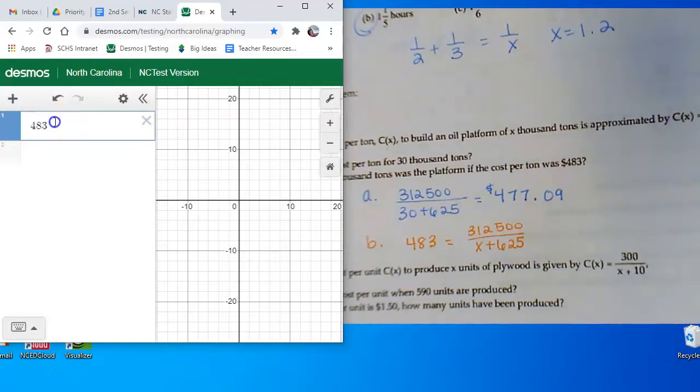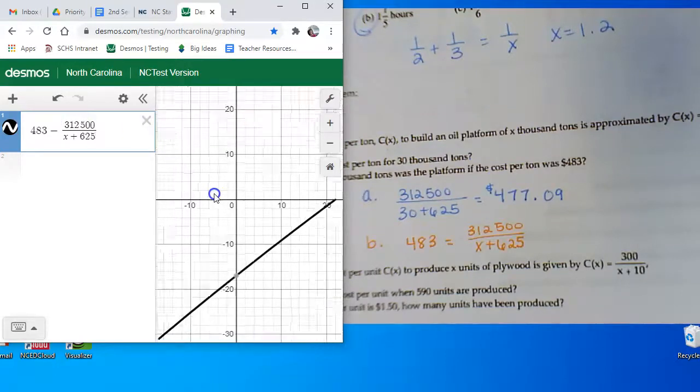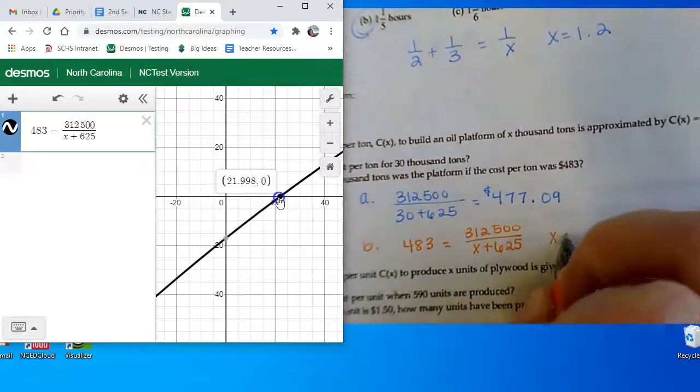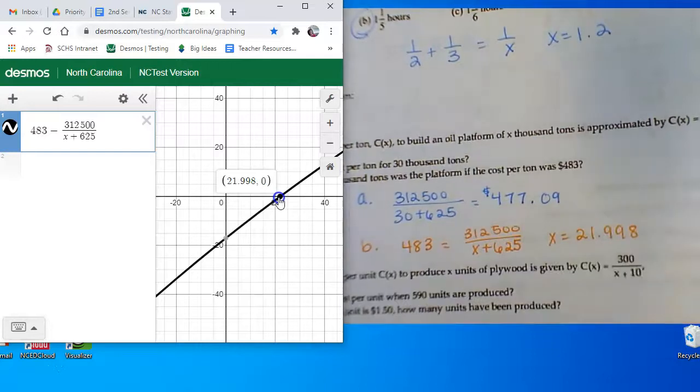So we would have 483, and then we want to subtract over whatever's on the right. I have to zoom out as we try to find the answer, but it looks like our answer is around 22,000 tons. Or if we don't round it, 21.998 tons. So the only difference in these problems as compared to the ones above them is you're just trying to decide, are they giving me X or am I trying to find X? And you just have to figure out where to plug it in at.